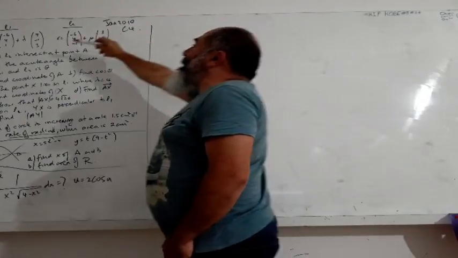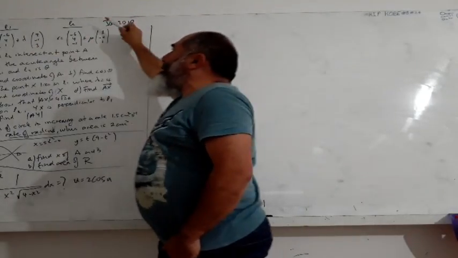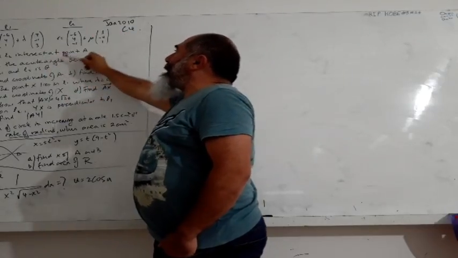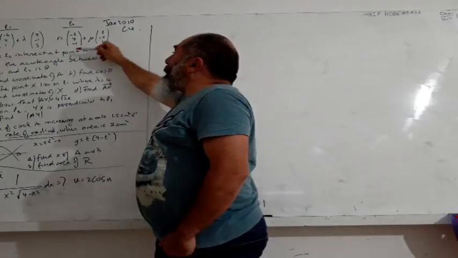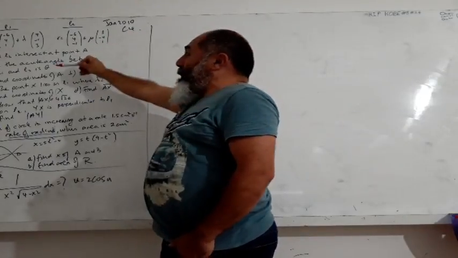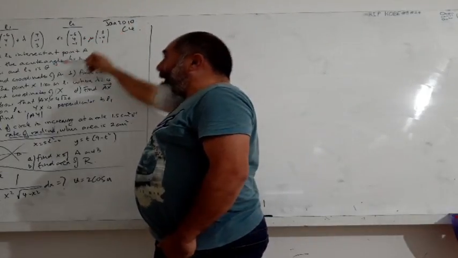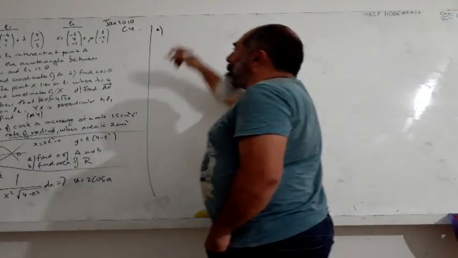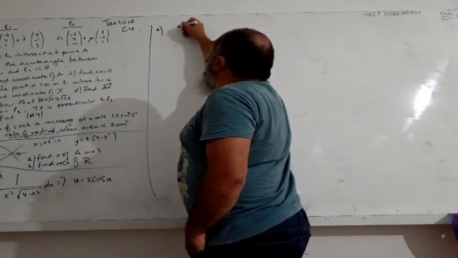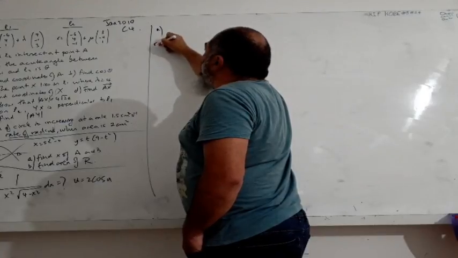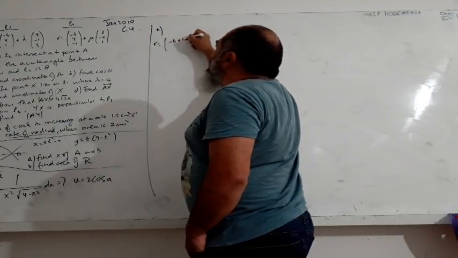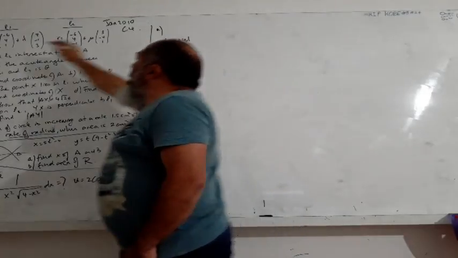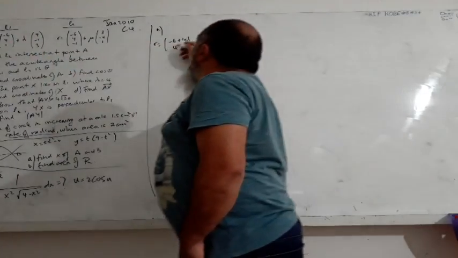L1 and that is the equation of line L2. L1 and L2 intersect at point A, and the acute angle between L1 and L2 is theta. Find coordinates of A is the first question. So the equation of L1 is minus 6 plus 4 lambda, 4 minus lambda, 1 plus 3 lambda. This is the equation of L1.